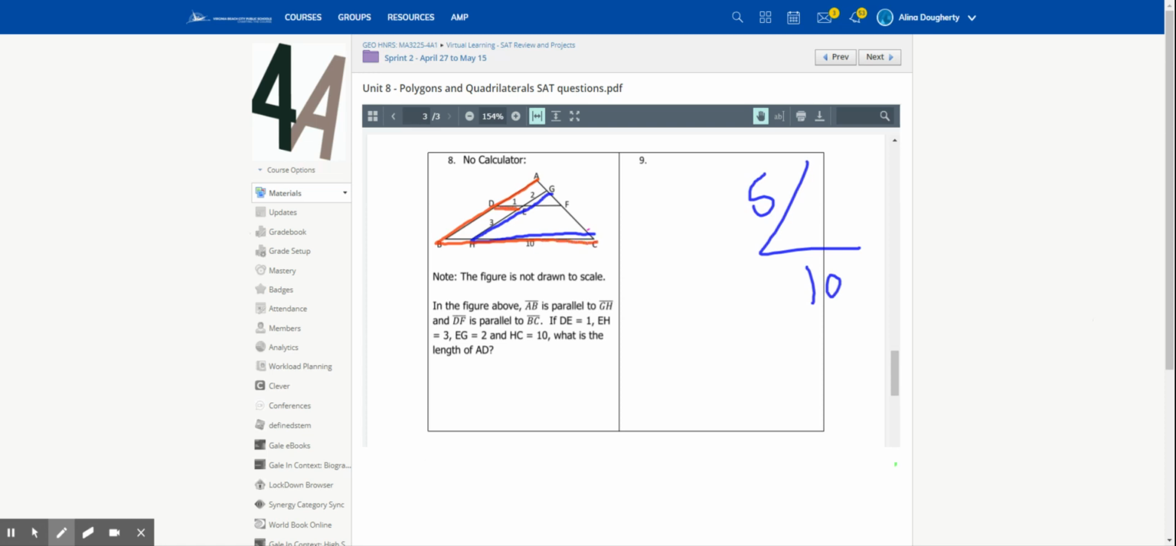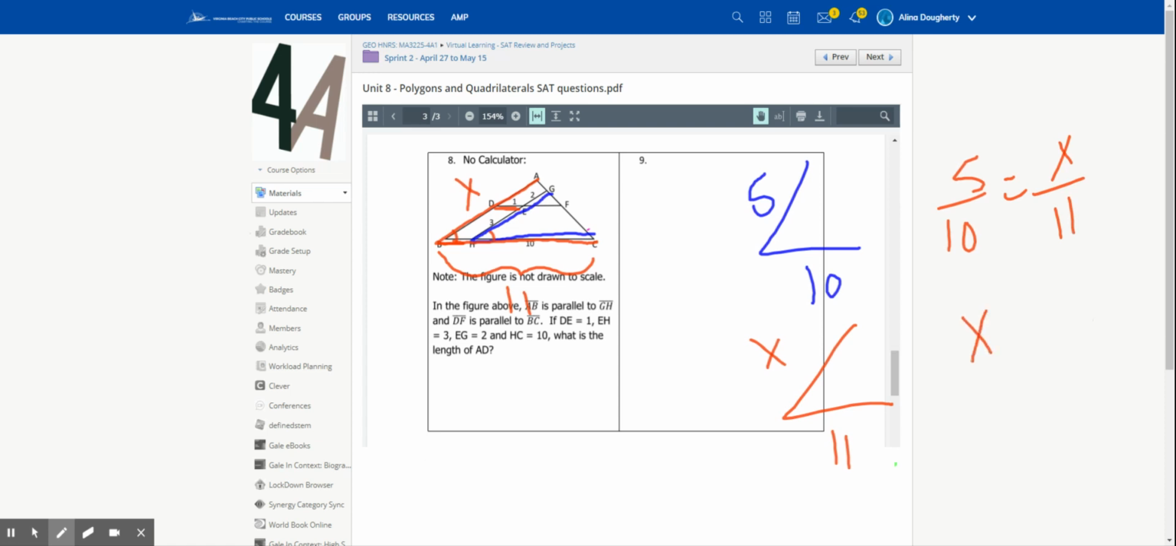And because I know this is 1 and this is 1, this whole thing is 11. So we're going to do X over 11. Because the lines are parallel, those are corresponding. So I can do side angle side. I know I can do this proportion. 5 over 10 equals X over 11. I think X equals 5.5 when you do that math.